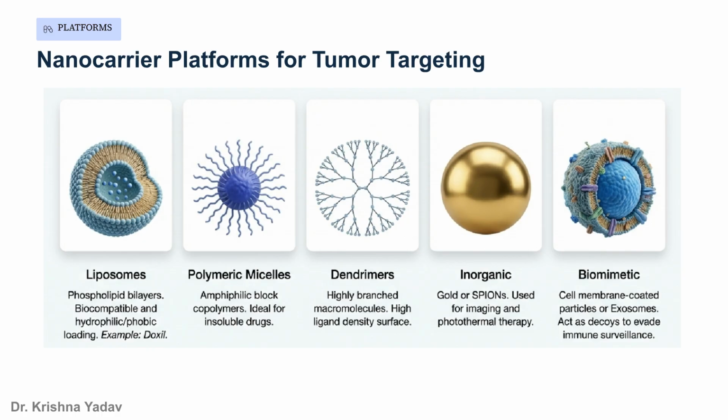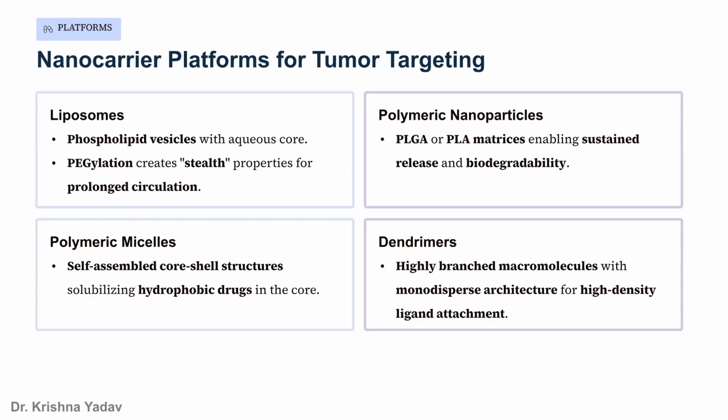We now transition to nanocarrier platforms for tumor targeting. These platforms are engineered materials designed to encapsulate and deliver therapeutic agents efficiently to tumor sites, maximizing the benefits of targeted delivery. Liposomes, made of phospholipid vesicles, can be pegylated for prolonged circulation. Polymeric nanoparticles, often composed of biodegradable materials like PLGA, offer sustained release. Polymeric micelles solubilize hydrophobic drugs. Dendrimers are highly branched macromolecules for high-density ligand attachment.